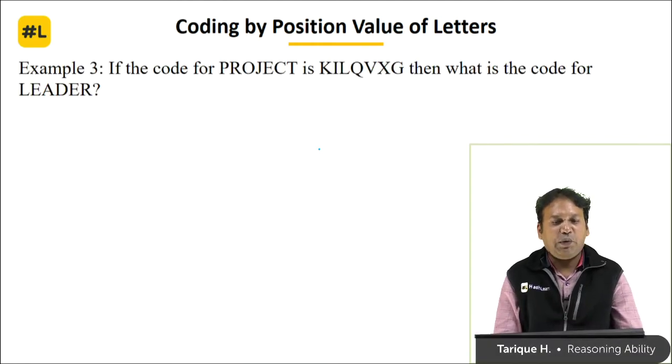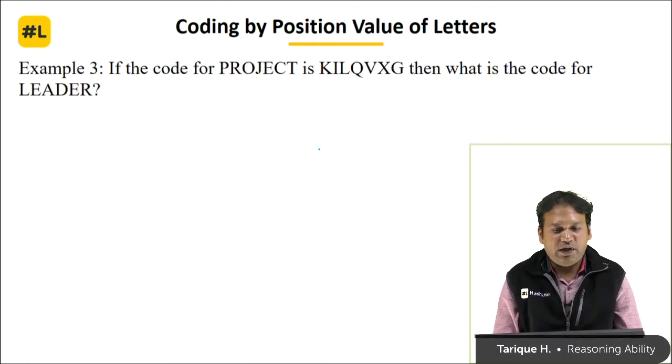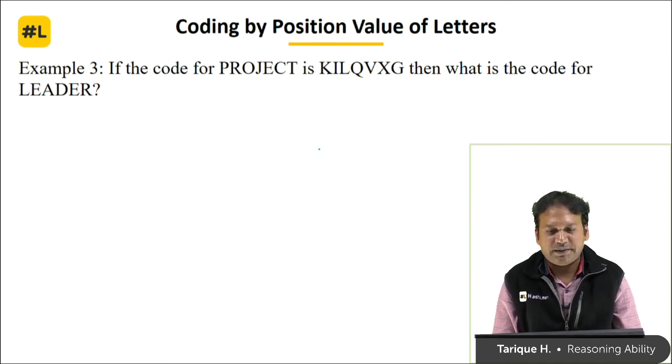Okay, so let's start with a new question now and see what else we can do. What is the advanced difficulty level in coding by positional values? If the code for project is KILQVXG, then what is the code for leader?